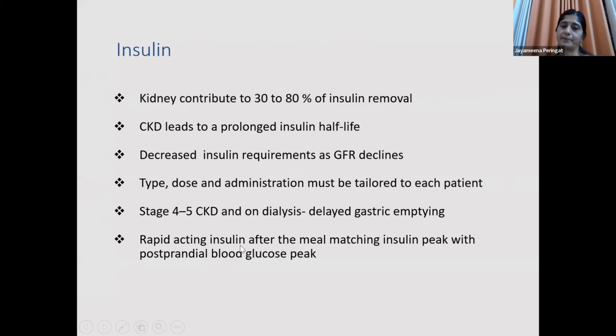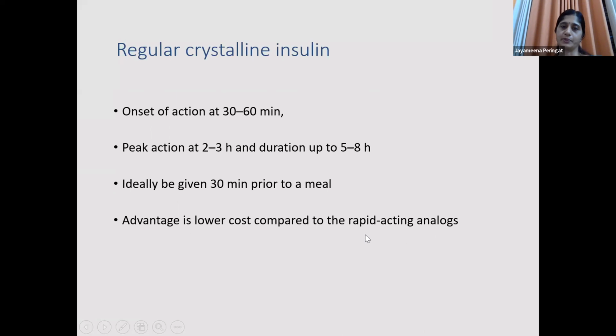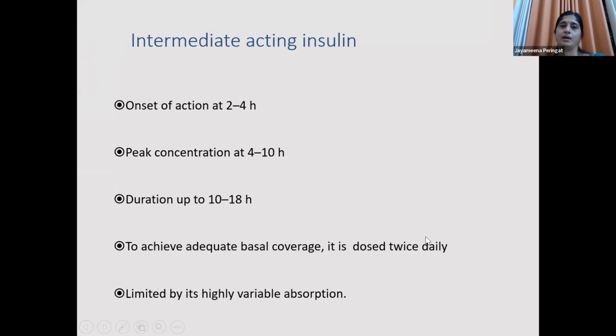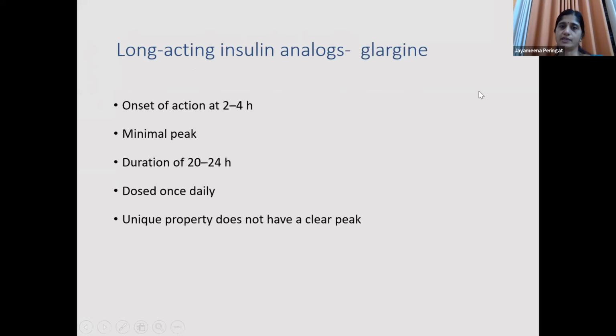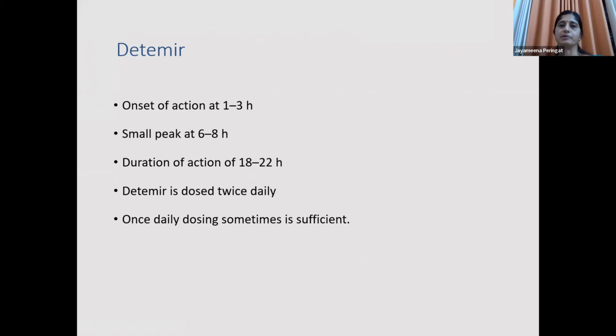So we actually prefer a rapid-acting insulin to match each meal, and a basal bolus regimen is what we prefer for CKD. We use more of regular insulin, which has a very fast onset, and the peak is 2 to 3 hours, and lower cost compared to rapid-acting analogs. Intermediate insulin has its own role; in the earlier stages of CKD, you can definitely use these intermediate-acting insulins. Longer-acting insulin analogs for basal, glargine and detemir, are the usual things which we prefer, but due to the high cost, this has been a problem.